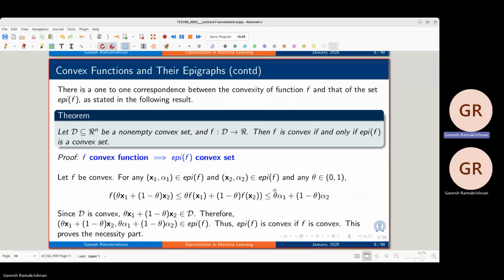The other way, how do you prove it? Do you see how the proof the other way is actually a very trivial extension of the same, by virtue of the fact that you are not projecting? Do you see the proof for the reverse direction, which is: epigraph f is convex implies the function f is convex.